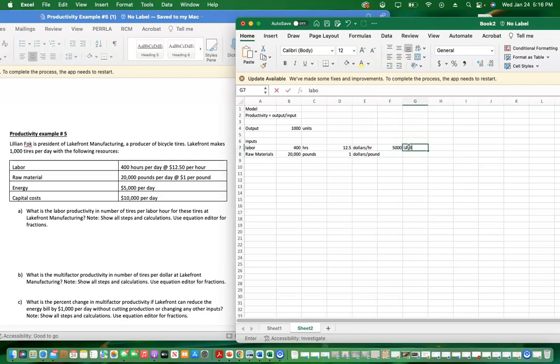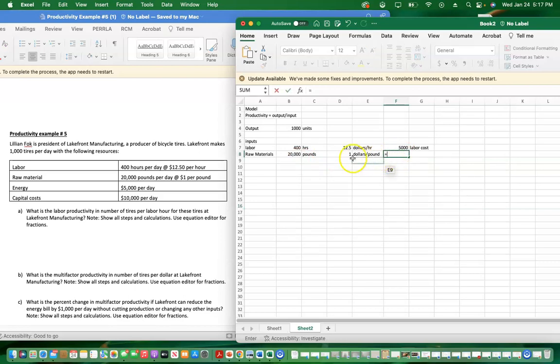So here we're going to say labor cost. Now for raw materials as well, we will take the same formula, because we know that it will cost $1 per pound, and therefore for 20,000 pounds it will be $1 times 20,000. And so just put the equal sign and then click on 20,000 times $1. So if you enter, you're going to have 20,000, not pounds, but it will be the cost of material.